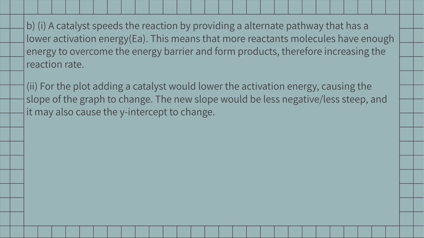And then for B, for question 3, a catalyst speeds up a reaction by providing an alternate pathway that has a lower activation energy. This means that more reactant molecules have enough energy to overcome the energy barrier and form products, therefore increasing the reaction rate. And then for part 2, if I were to add a catalyst to the plot, it would lower the activation energy, and this would make the slope less negative or less steep, and can also cause the y-intercept to change.